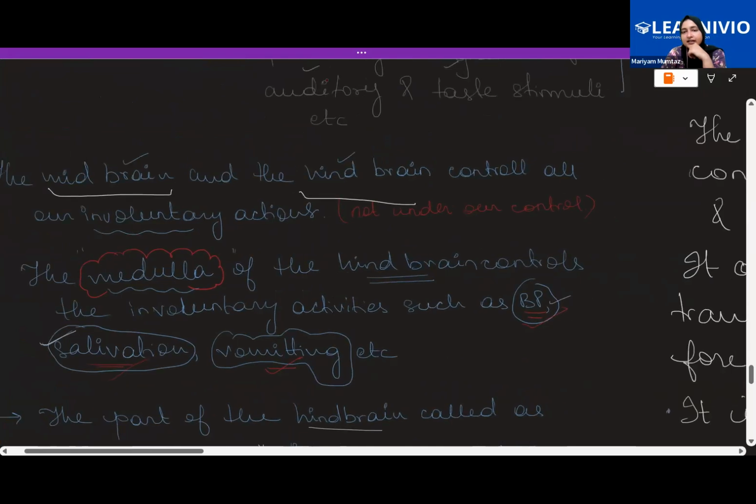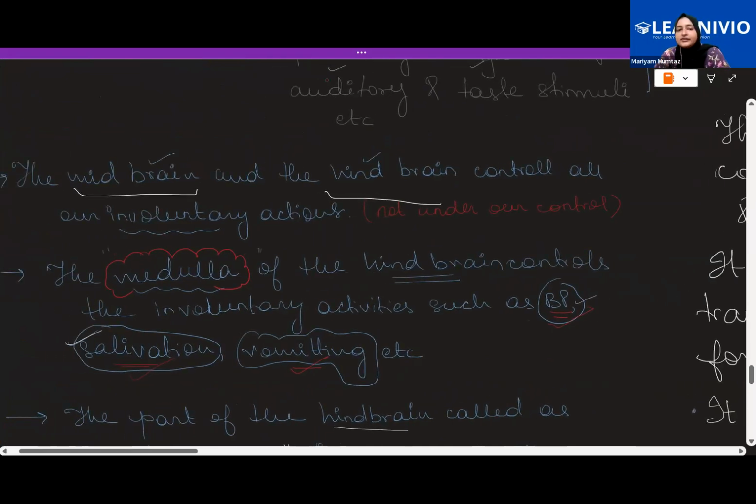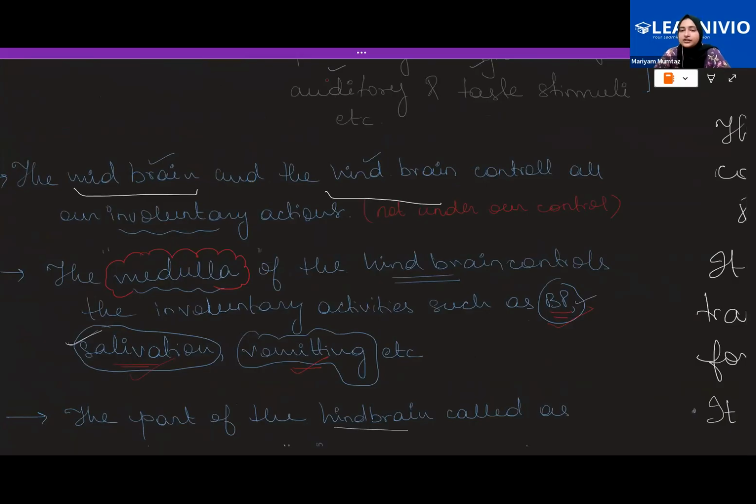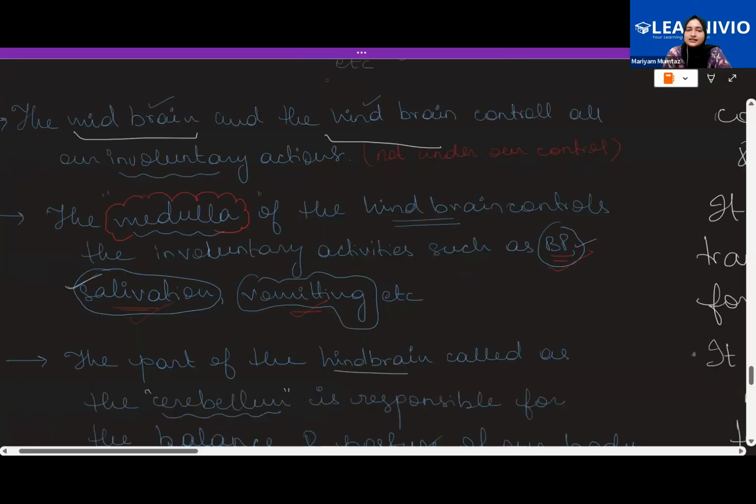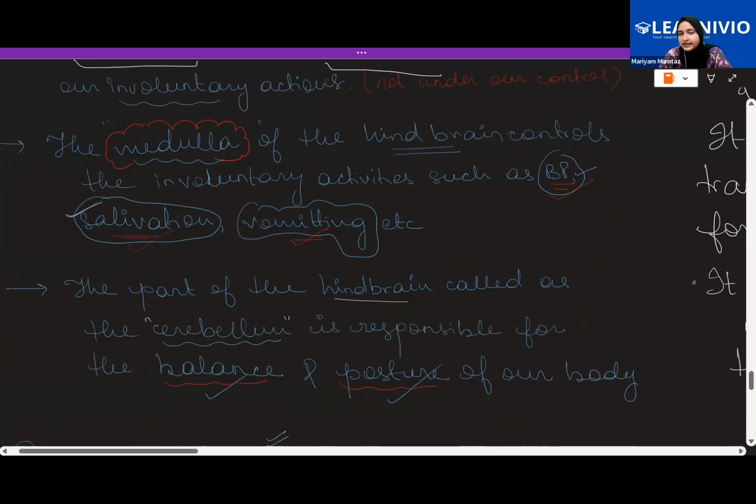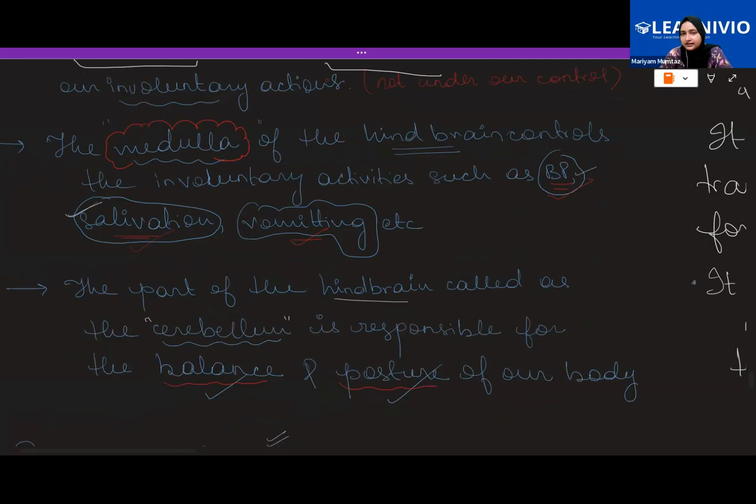Then comes the hindbrain. Mostly the hindbrain is responsible for controlling our involuntary actions. Involuntary actions meaning those actions that are not under our control. They are actually controlled by the hindbrain. The hindbrain also has certain parts in it: medulla is there, pons is there, and also cerebellum. So three parts are there.